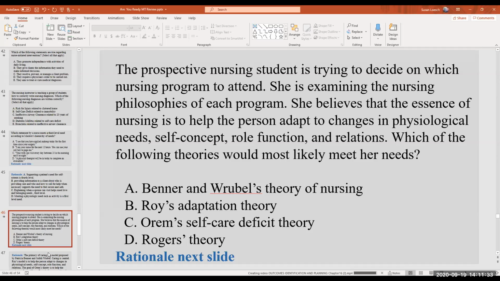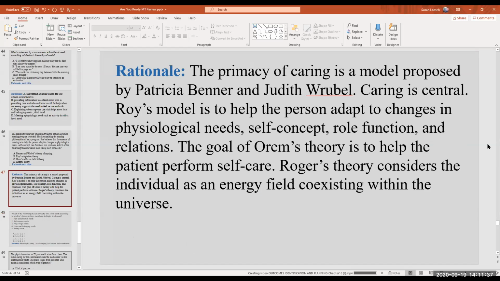Yes. All right, the primacy of caring is a model proposed by Patricia Benner and Judith Rubel. Caring is central. Roy's model is to help the person adapt to changes in the physiological needs, self-concept, role function, and relations. The goal of Orem's theory is to help the patient perform self-care. Rogers' theory considers the individual as an energy field coexisting within the universe.